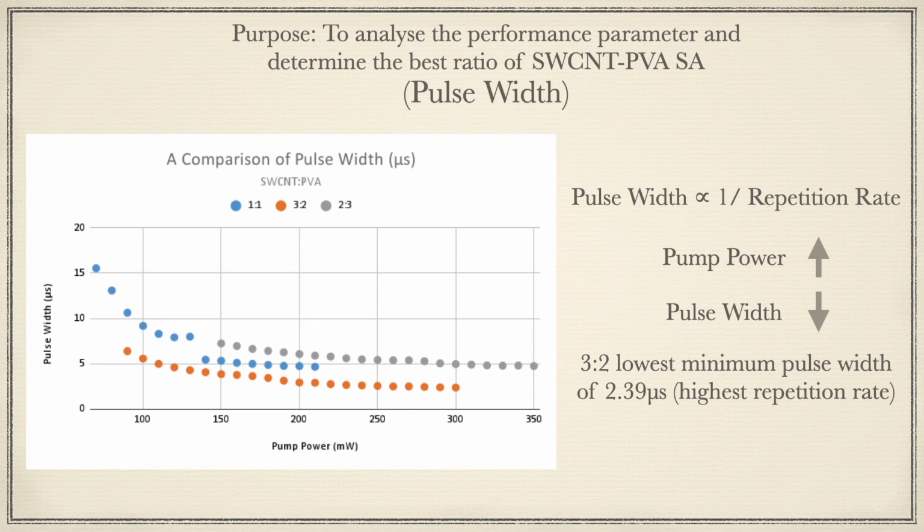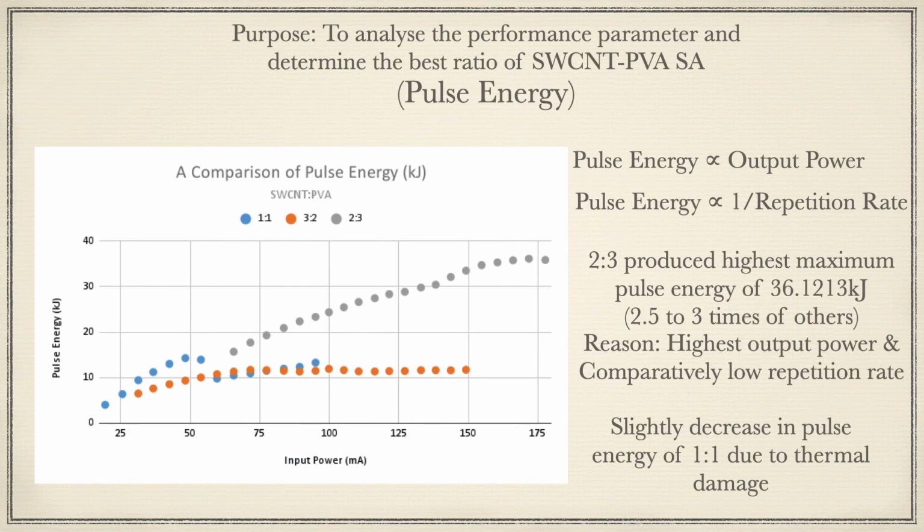SWCNT-PVA of ratio 3:2 has the lowest minimum pulse width as it emits the highest repetition rate, as encapsulated in this figure as 2.39 microseconds, which is approximately half of the others. The pulse energy is directly proportional to the average output power and inversely proportional to the repetition rate. Hence, the ratio of 2:3, with the greatest output power and comparatively lower repetition rate, produces the highest maximum pulse energy of 36.1213 kJ, which is generally 2.5 to 3 times higher than the others.